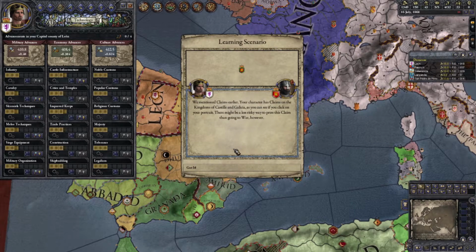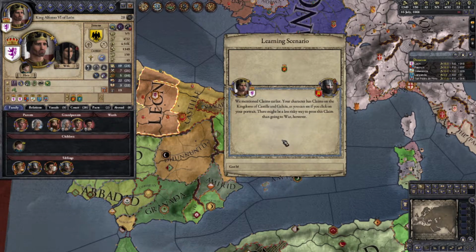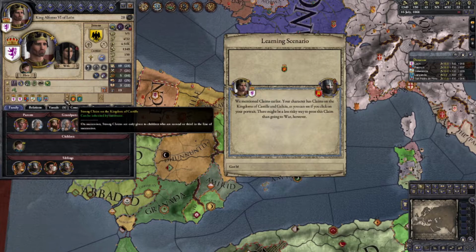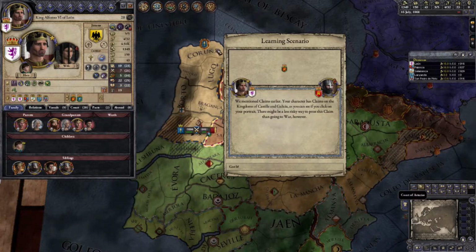Alright, we mentioned claims earlier. Your character has claims on the kingdoms of Castile and Galicia. As you can see, if you click on your portrait. There might be a less risky way to press this claim than going to war, however. Oh, wait, what? Okay, so we mentioned claims. Has claims. Yes. Strong claim on the Kingdom of Castile and the Kingdom of Galicia.